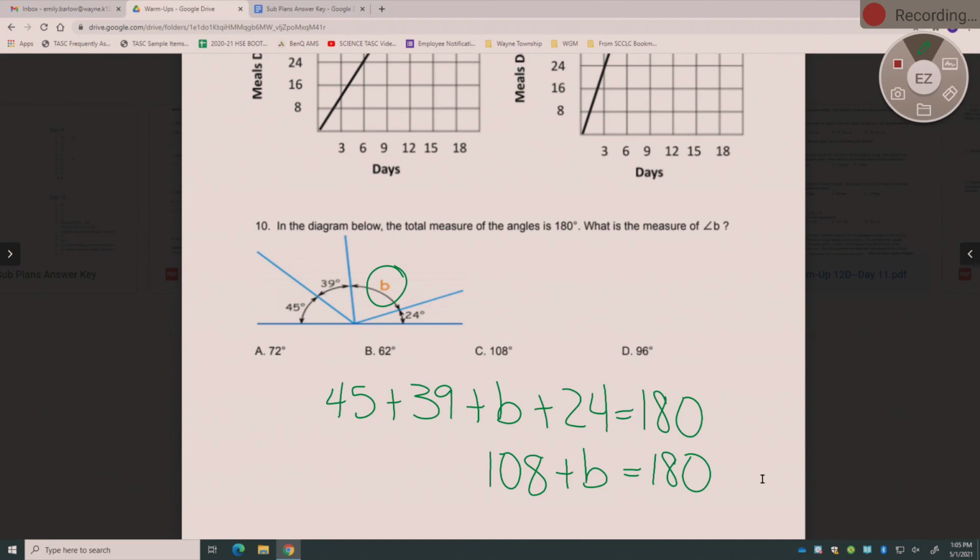Then, to get B by itself, I need to balance out this 108, right? So to balance it out, I subtract 108. But if I'm going to subtract 108 on this side, I have to subtract 108 on this side. And that gives me B equals 72.